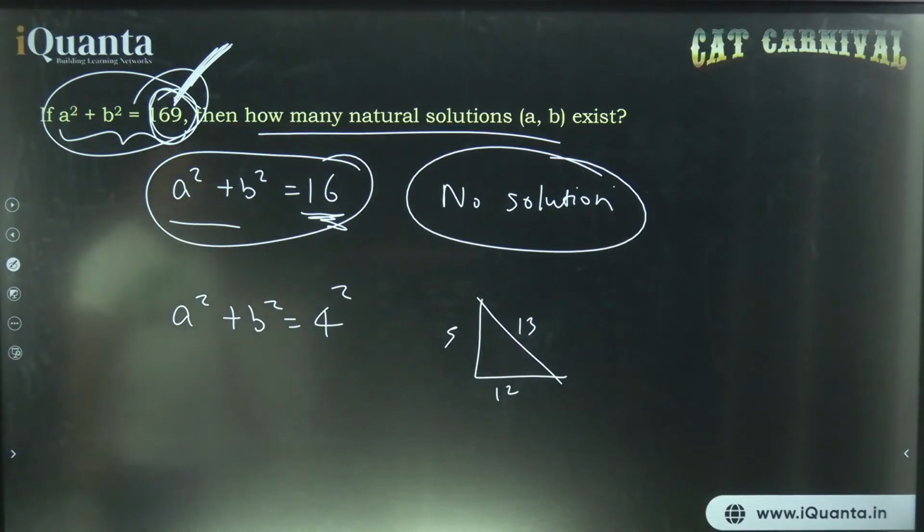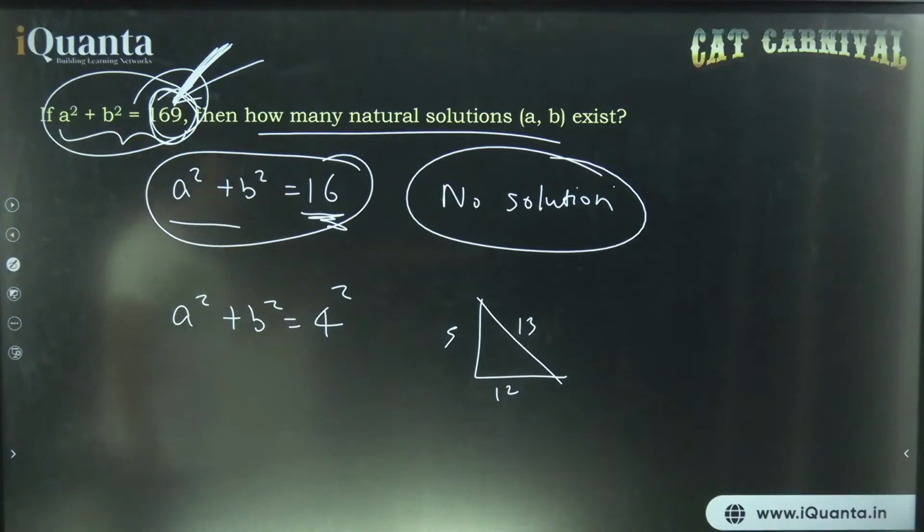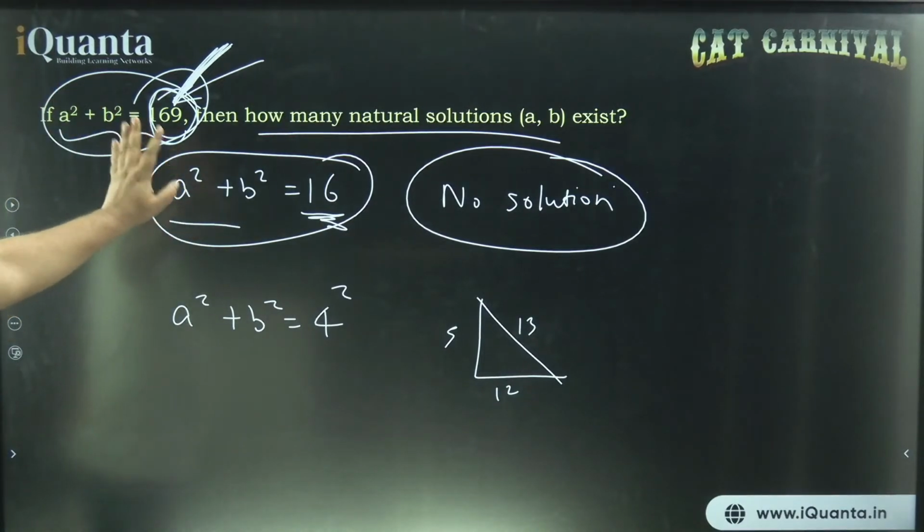Yeah, and also, if this is a part of a Pythagorean triplet, in that case, what is going to happen? In that case, we will have 2 natural solutions.